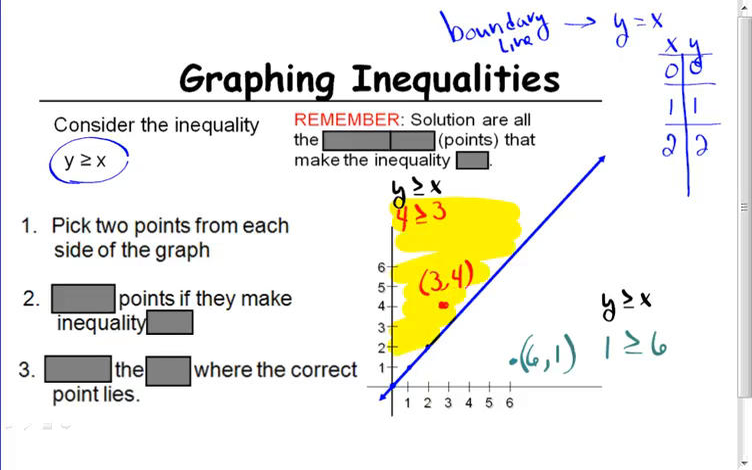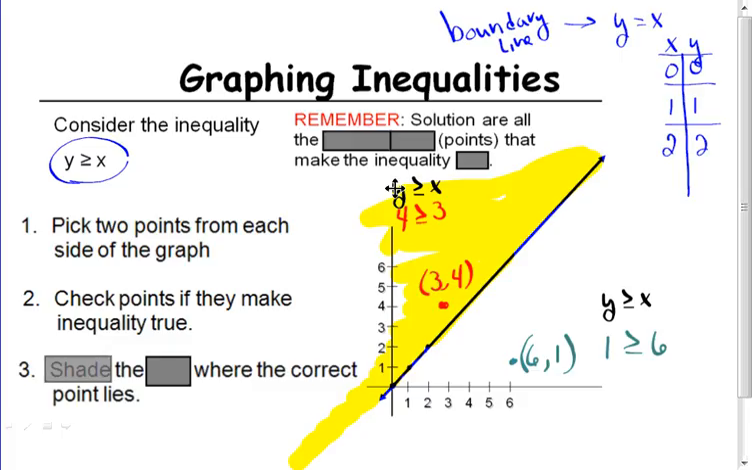So I'm going to shade that side of my graph. And that's all there is to it. We wanted to check the points to make sure if they make the inequality true. I did that by plugging in my 2 points. Then I shaded the side where the correct point lies, or the side that is true. Always shade the true side, and this side was false.